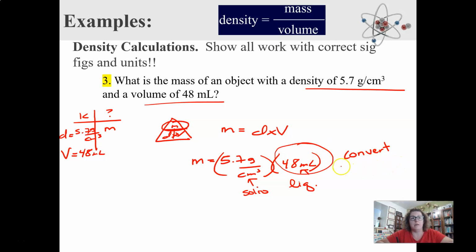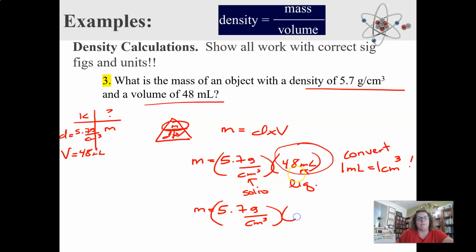Well, you simply say that 1 mil is 1 centimeter cubed. So what does that mean? Well, if 48 mils is what I have, then I have 48 centimeters cubed. And this is really important that you state this. I don't want to box it, but it's important that you state this so that I can see you converted. I don't need to explain to AP why I did it because I explained it right there. My point is you don't have to put it into words, you just have to justify what you did. So 5.7 grams per centimeter cubed, and now, instead of 48 mils, I have 48 cubic centimeters.